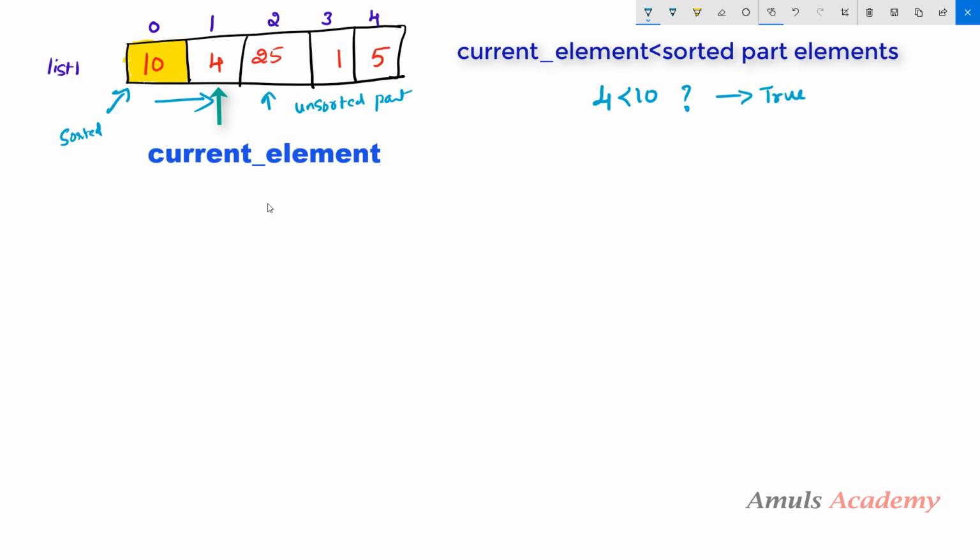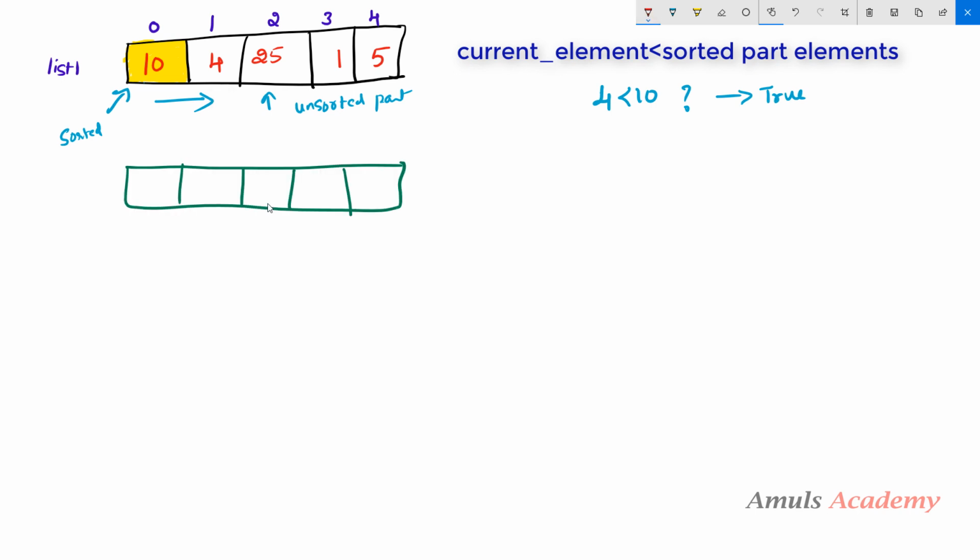So we'll get 10, 25, 1, 5. Okay, so we need to move 4 here in the 0th index because 4 is less than 10. So now 4 and 10 are sorted. 4 is included in the sorted subpart now. So the area which is covered in the yellow color, that is the sorted part, and this is the unsorted part.